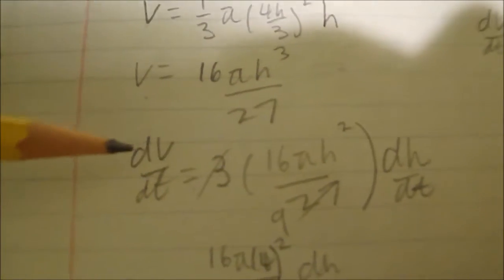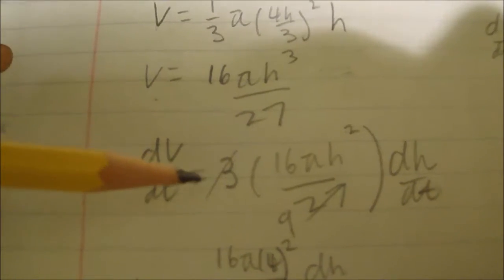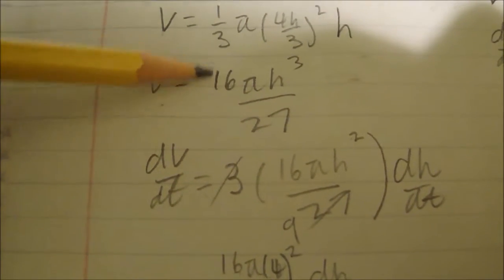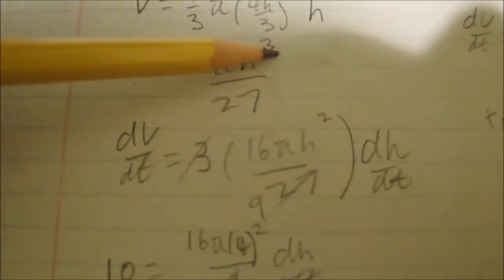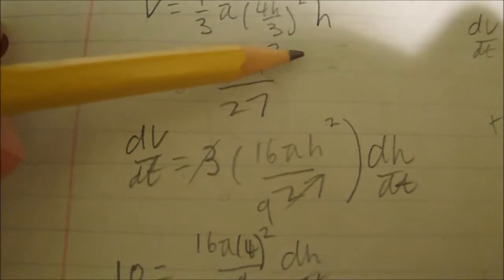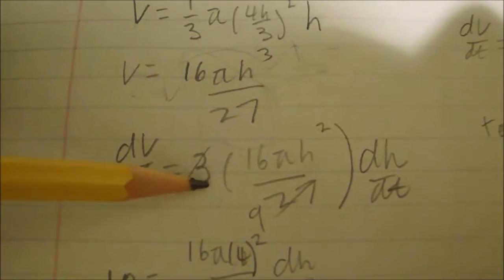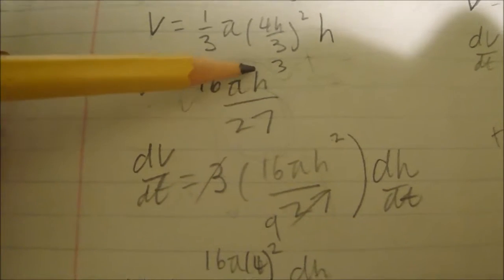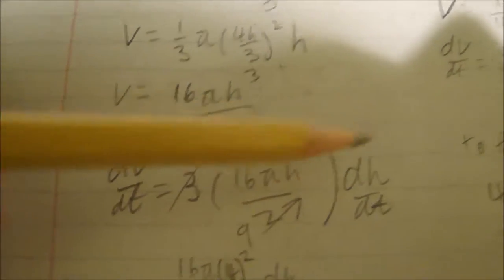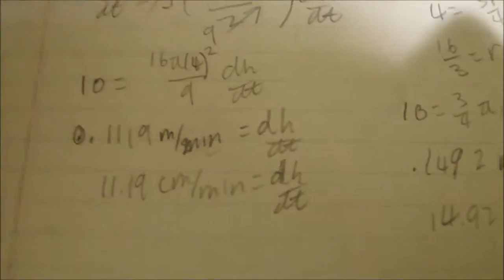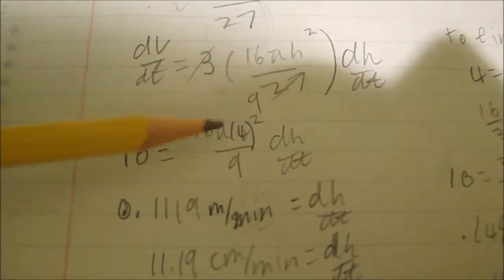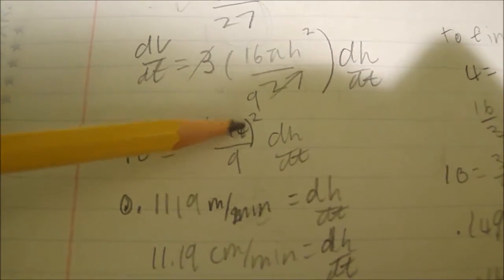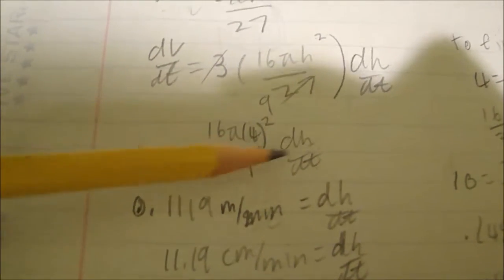Now to take the derivative, you do dv/dt, which equals 3, this constant just pulls through, and you just have to take the power, put it in front, and subtract 1. So 3 is over here, the constant's just here, and h is to the power of 2. And you have to add a dh/dt because it's in terms of t. So then we know that dv/dt equals 10, and if we substitute in 4 for h, you get 16 pi 4 squared over 9 dh/dt. And you can solve for dh/dt.